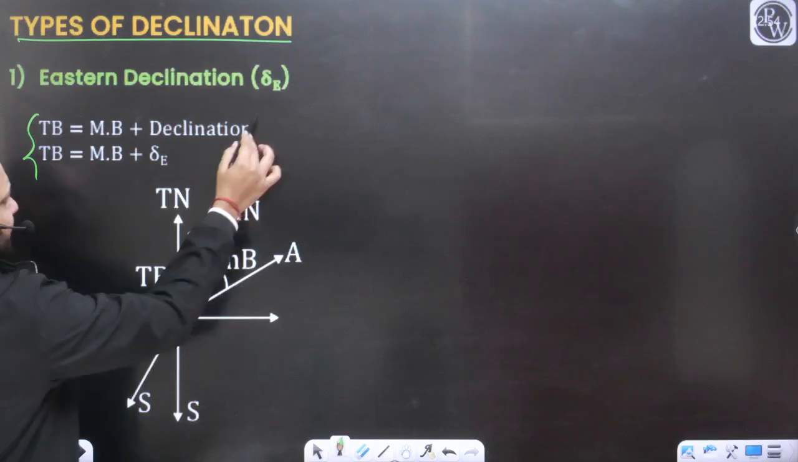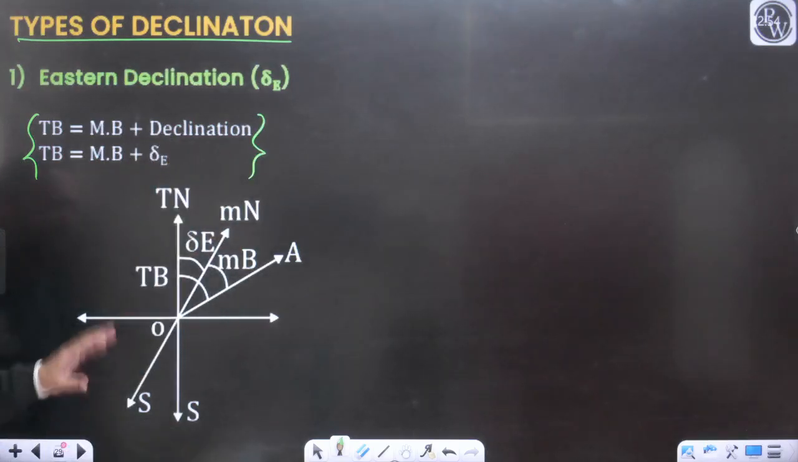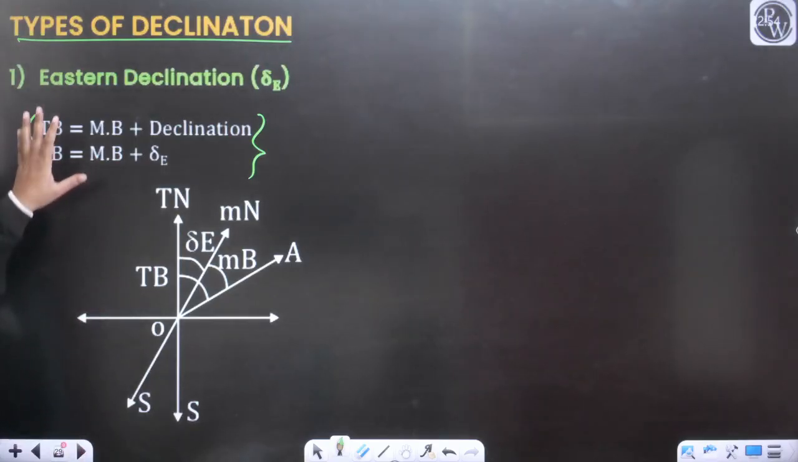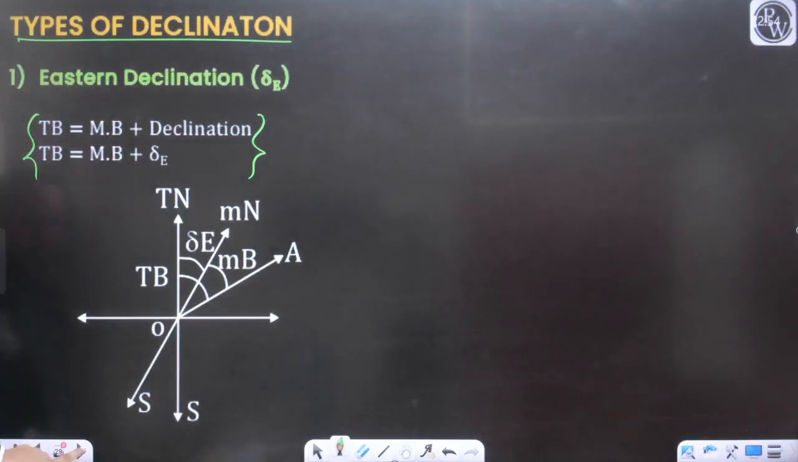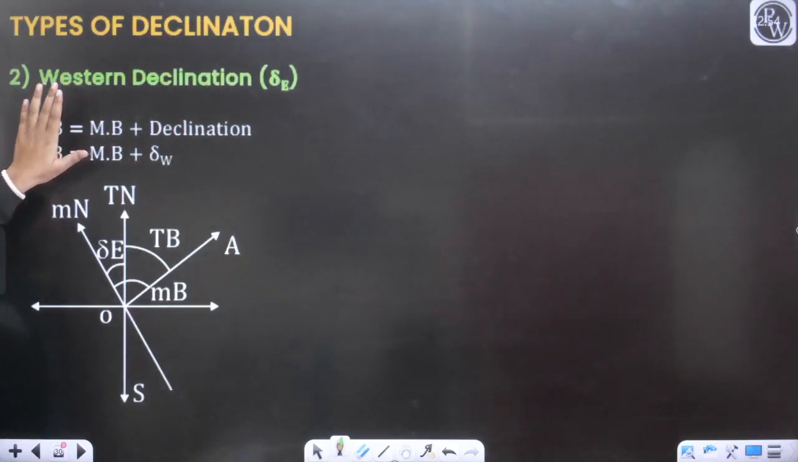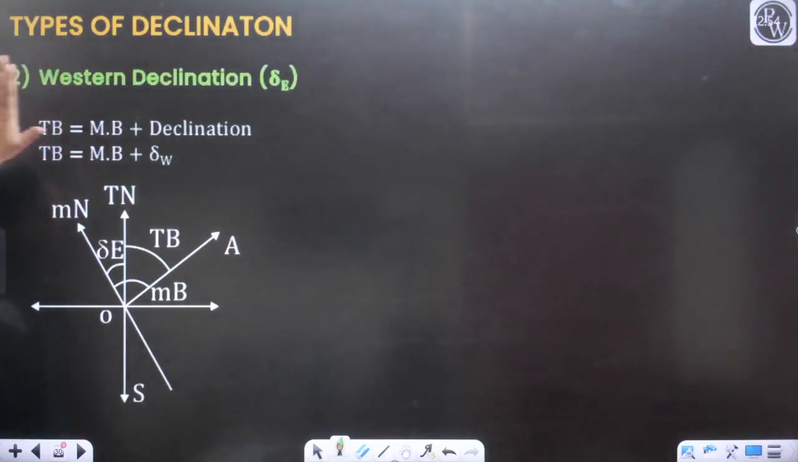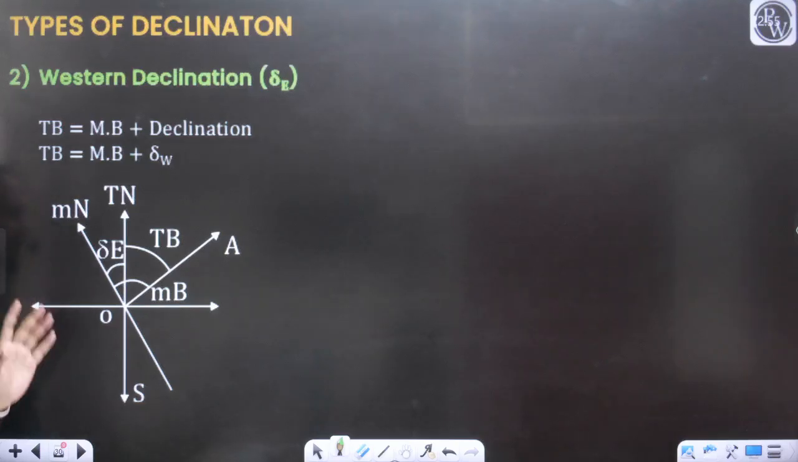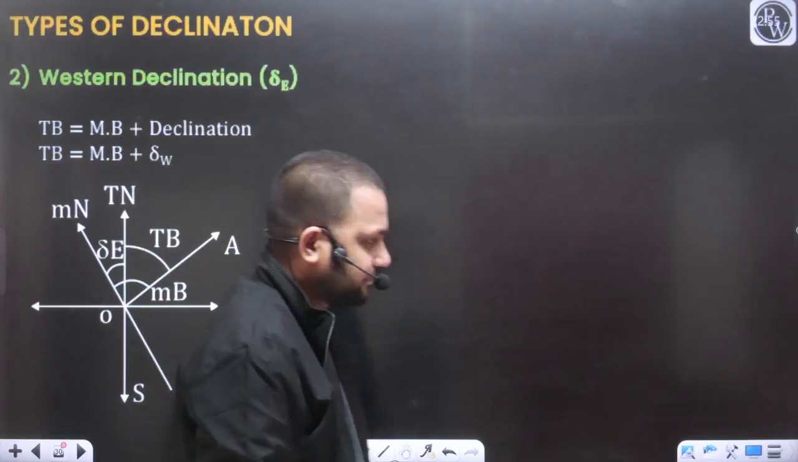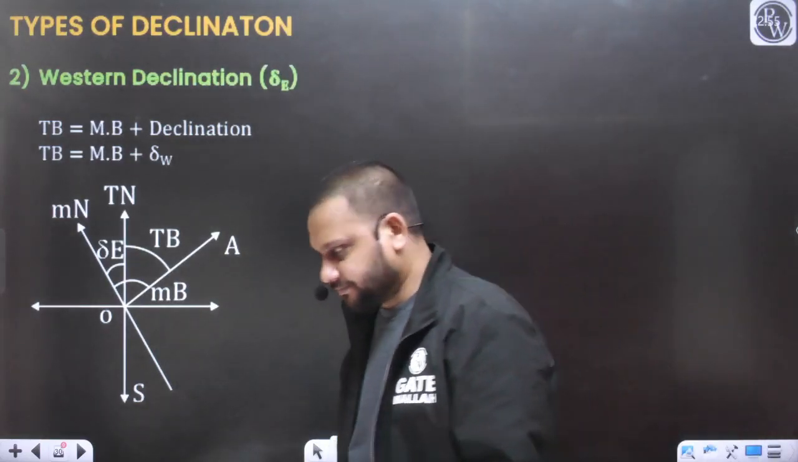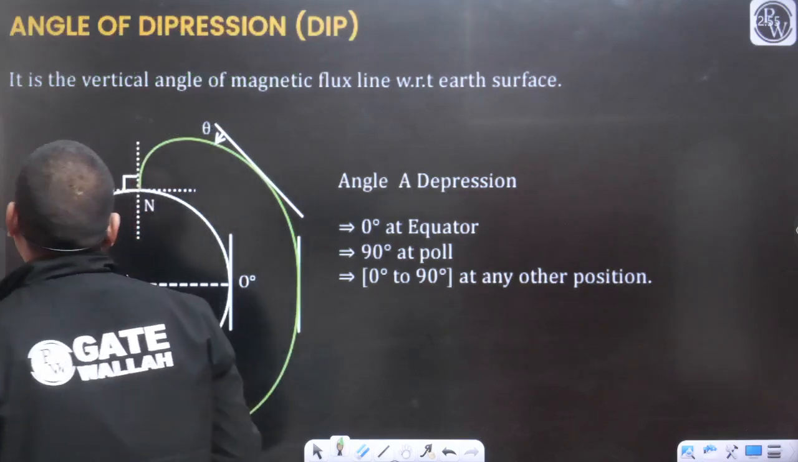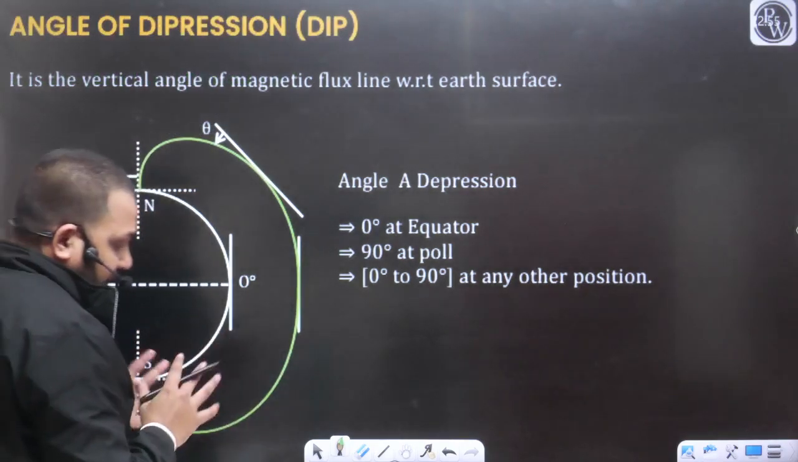You can skip this term or the formulas. There is no formula as such. We will go from the basics. So eastern declination is clockwise declination, or positive declination. Similarly, western declination is anti-clockwise declination, or negative declination. All these points we have covered. We have also solved a question based on it. So in this way we have completed our discussion of declination.